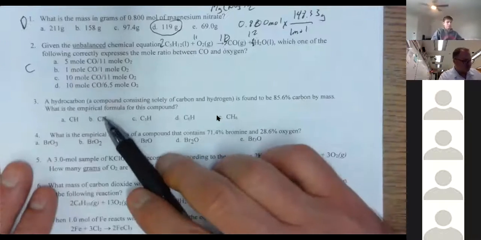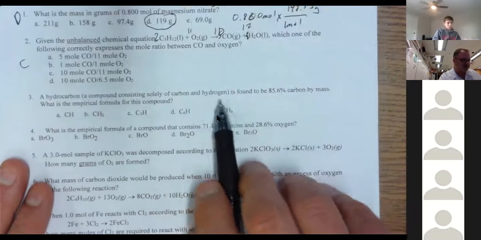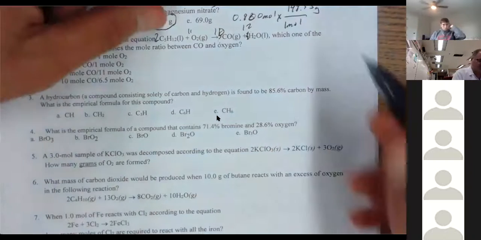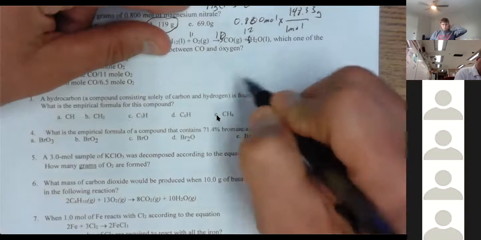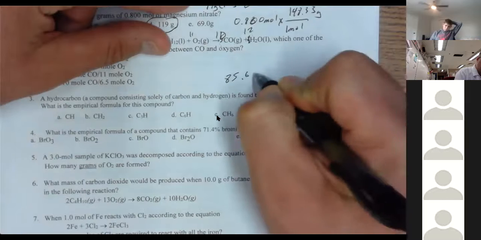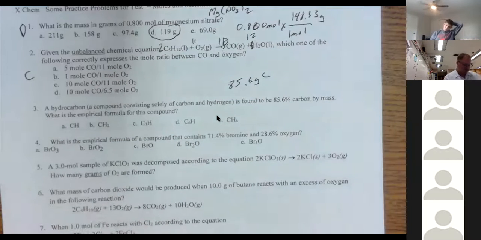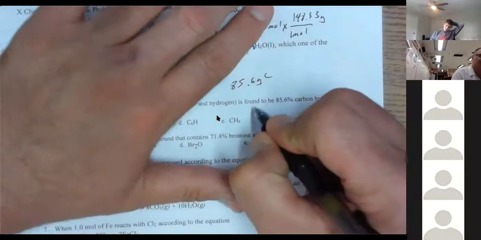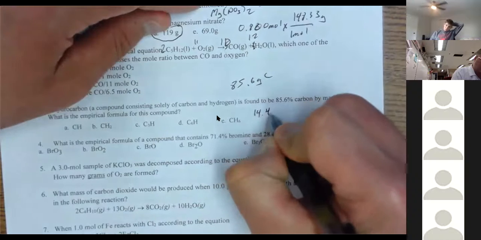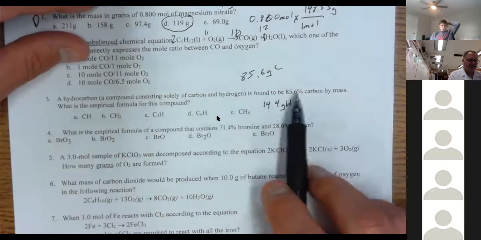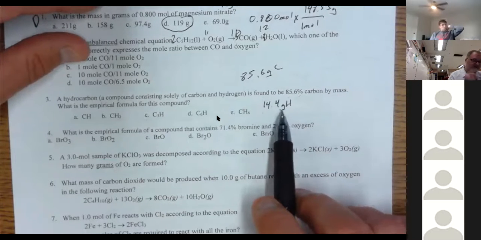A hydrocarbon, a compound consisting solely of carbon and hydrogen, is found to be 85.6% carbon by mass. What is its empirical formula? So if it is 85.6% by mass, that means every 100 grams is 85.6 grams of carbon. 100 minus 85.6, the answer is 14.4, and 14.4 grams of hydrogen. Because it's a hydrocarbon, it consists solely of carbon and hydrogen. If this makes up that percent, the rest of the 100% must be hydrogen.